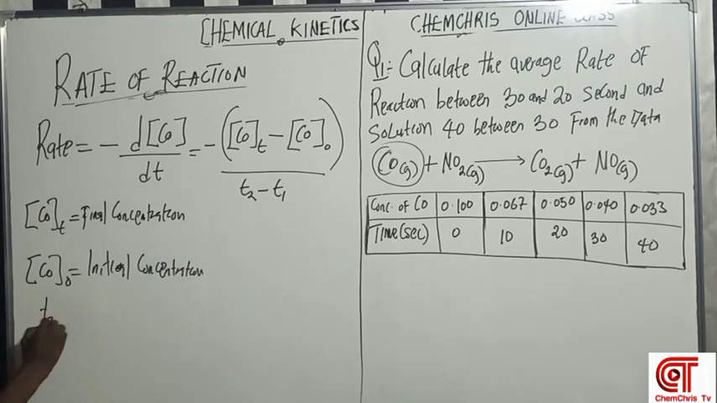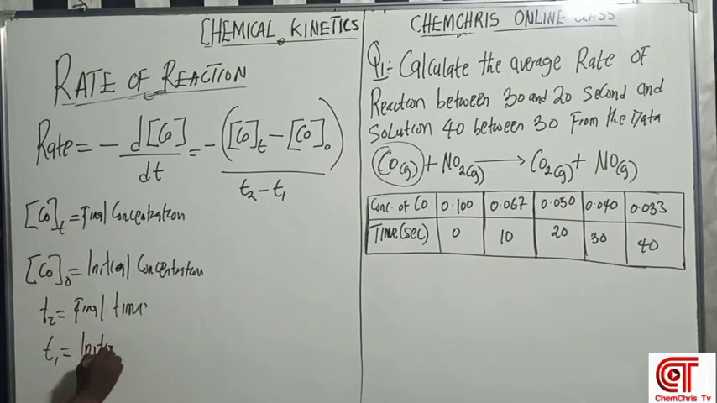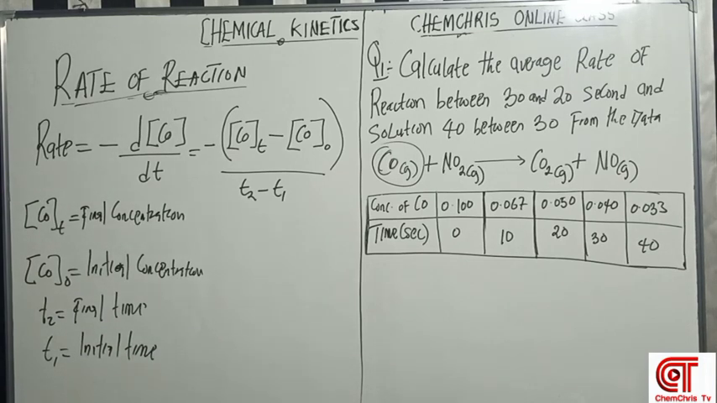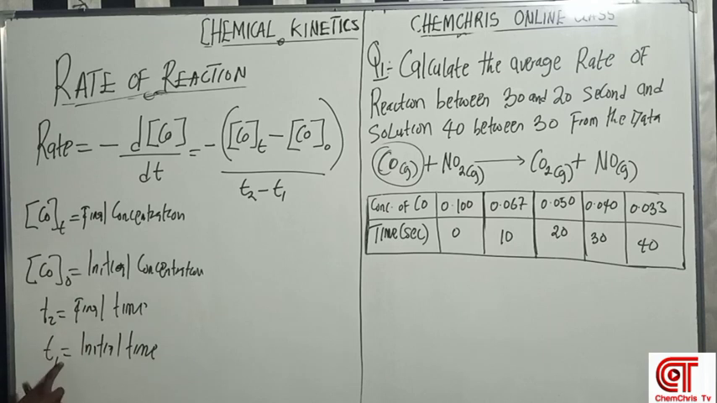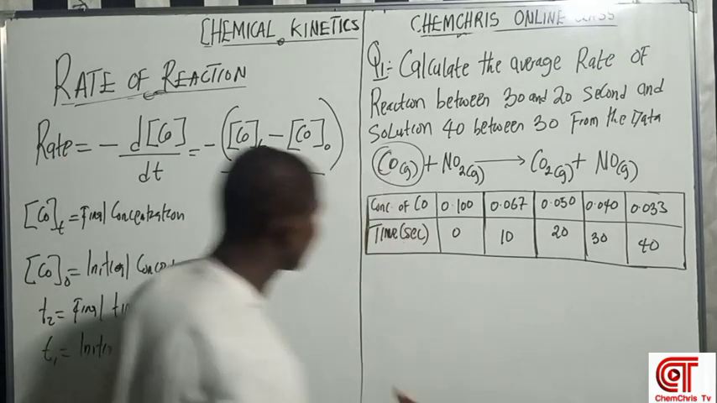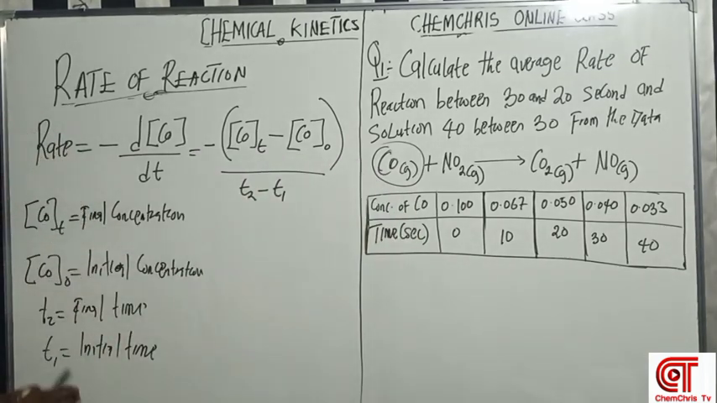Then we have T2, because of what, final time. T1 equals initial time. So here we have the final concentration, initial concentration, final time, initial time. So you have to take this down so that you understand what I'm doing here.